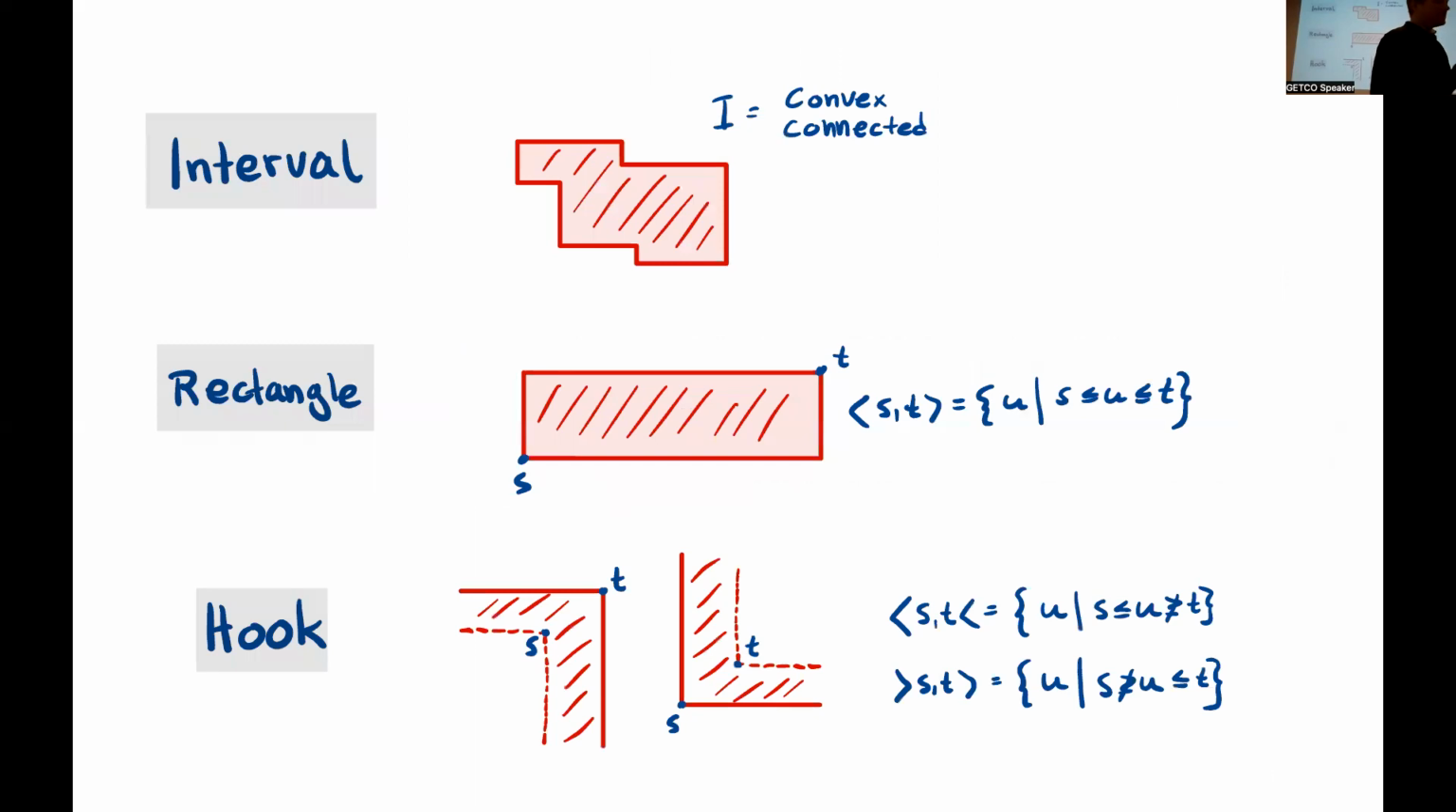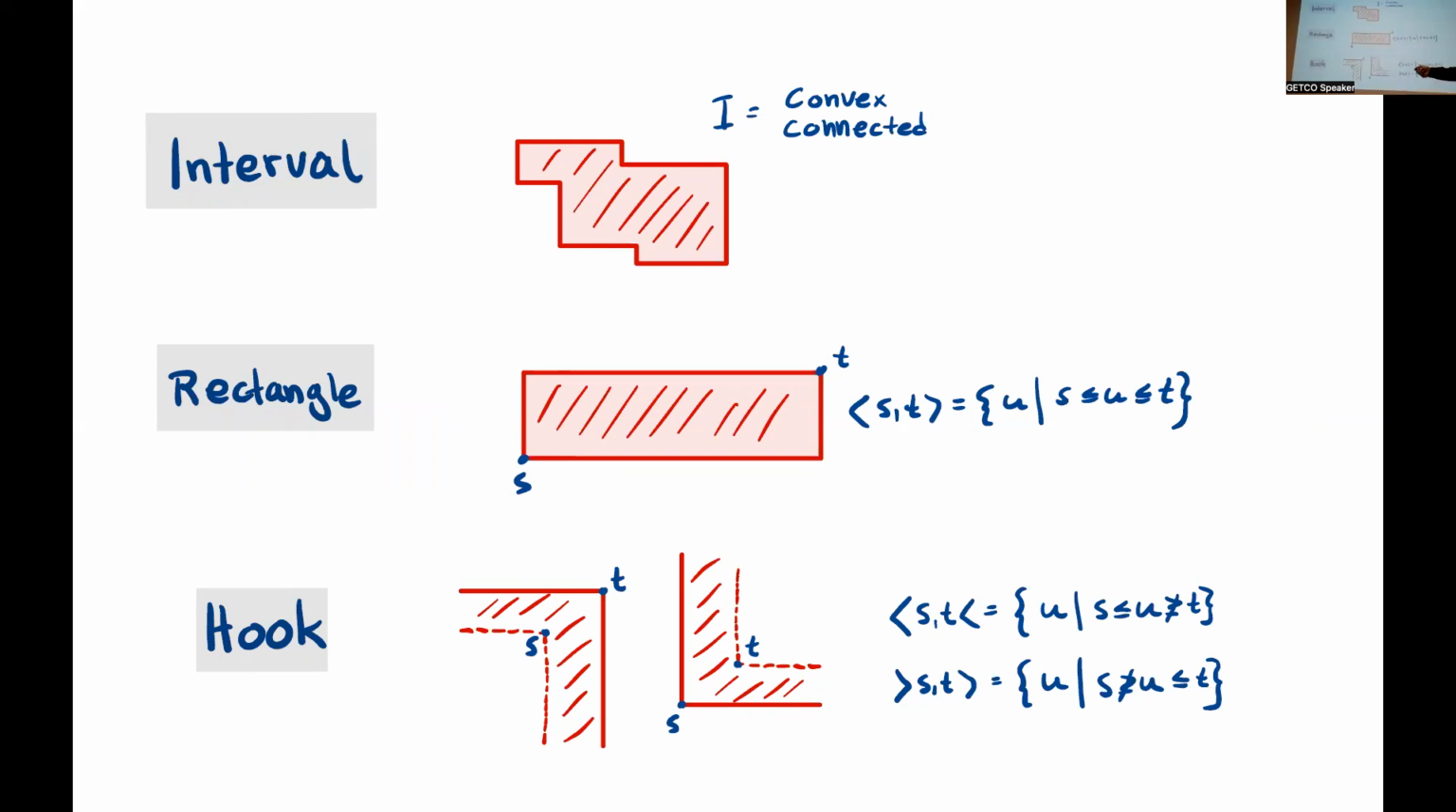So just to introduce some notation, when I say an interval, I will mean something that's convex and connected, not convex in the standard sense, but convex in the sense that if I take 2 comparable points, then all points between them will also be contained inside the interval, and it's going to be connected.